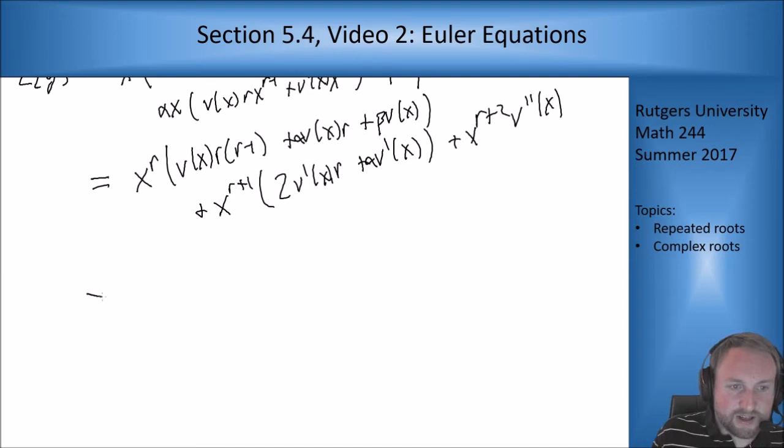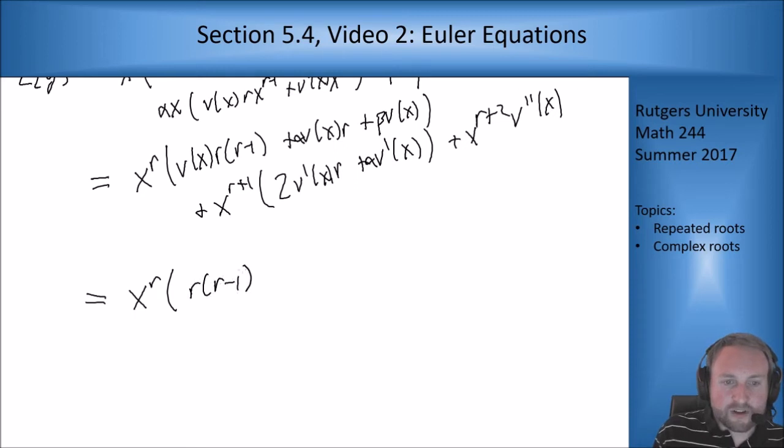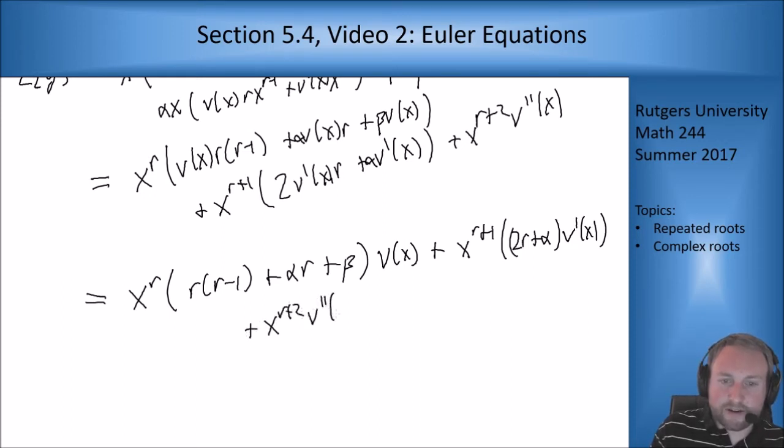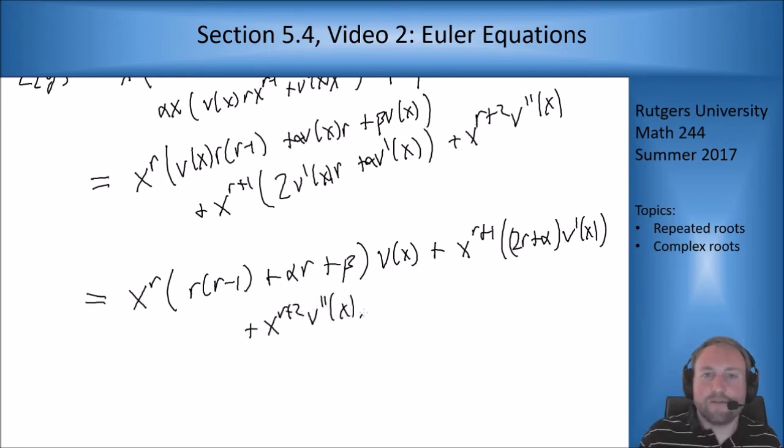So this is the same as x to the r, putting the v of x at the end just to make it clear, r times r minus 1 plus alpha r plus beta, v of x, plus an x to the r plus 1 times 2r plus alpha, v prime of x, plus an x to the r plus 2 v double prime of x. Now, what do we see if we look at this?